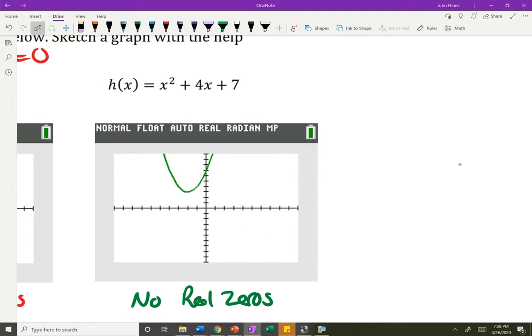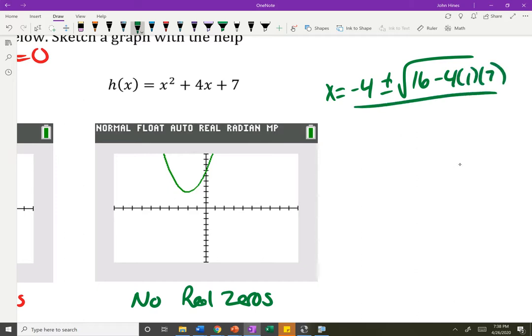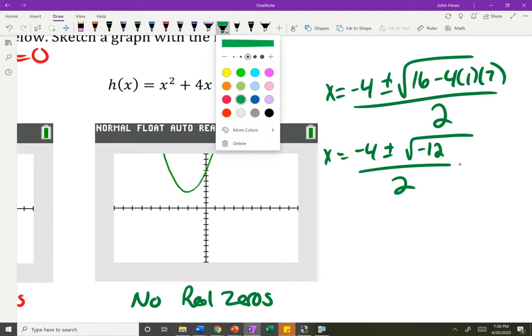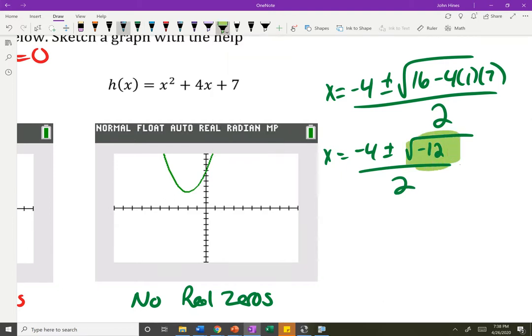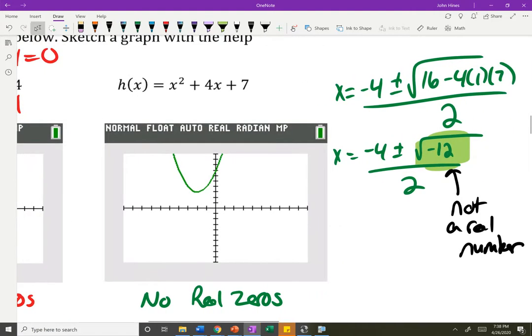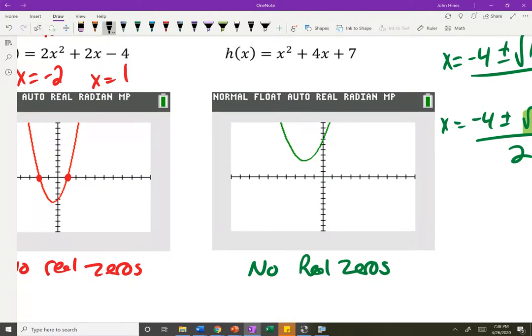And let's say we did the quadratic formula here. X equals -4 plus or minus the square root of b squared minus 4ac, all over 2a. If I quickly solve this using the quadratic formula, I end up getting the square root of -12 under my radical. And hopefully you remember from a month ago, can we take the square roots of negative numbers? No, this is not a real number. So what do you notice? When I have no real solutions, it never touches the x-axis.